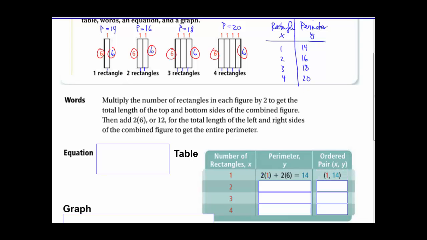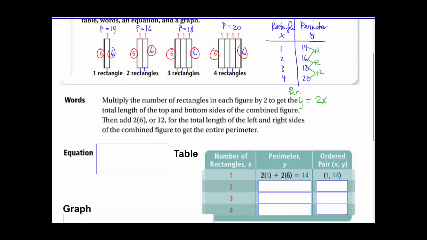So we can write this as a pair, 1, 14. Another way of looking at this is if I go back to the table at the top that I created, how am I getting from 14 to 16? Well, we had to add 2. How am I getting from 16 to 18? That's a plus 2. How am I getting from 18 to 20? That is also a plus 2. So since we have a constant that keeps increasing, we can take that constant and multiply it by the number of rectangles, or x. So if I take that constant 2 and multiply it by the number of rectangles, this is going to help us get the y, or in this case, the perimeter.